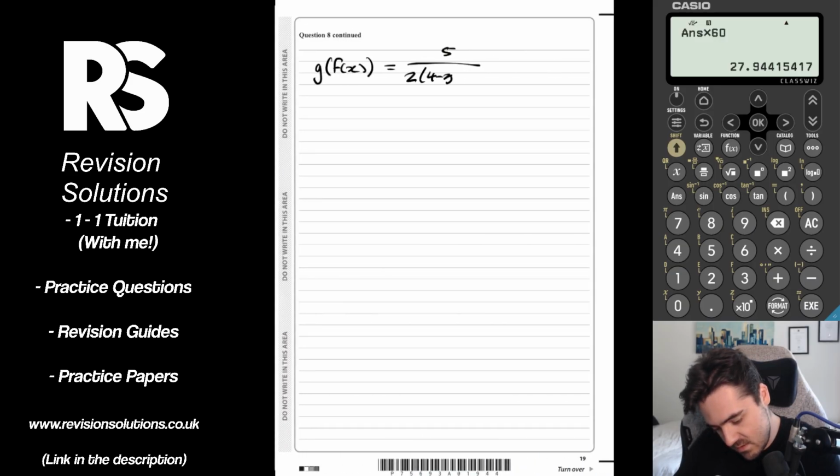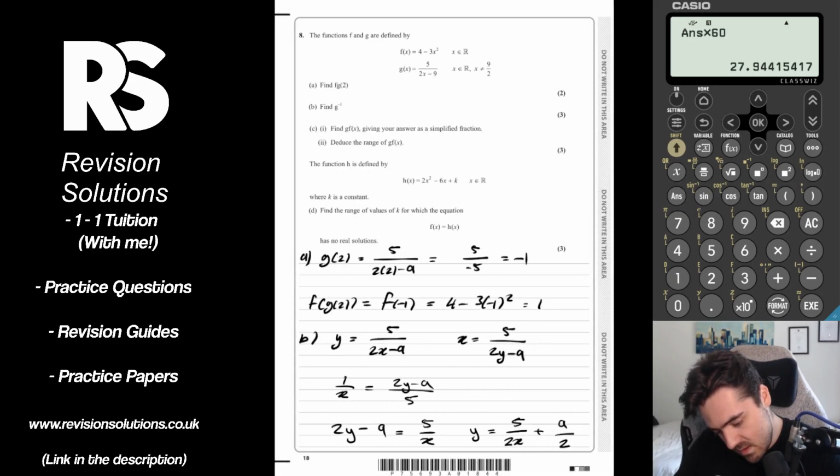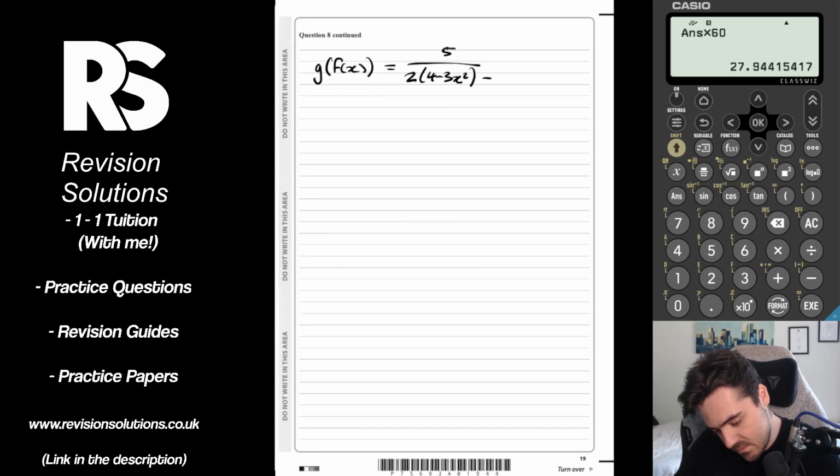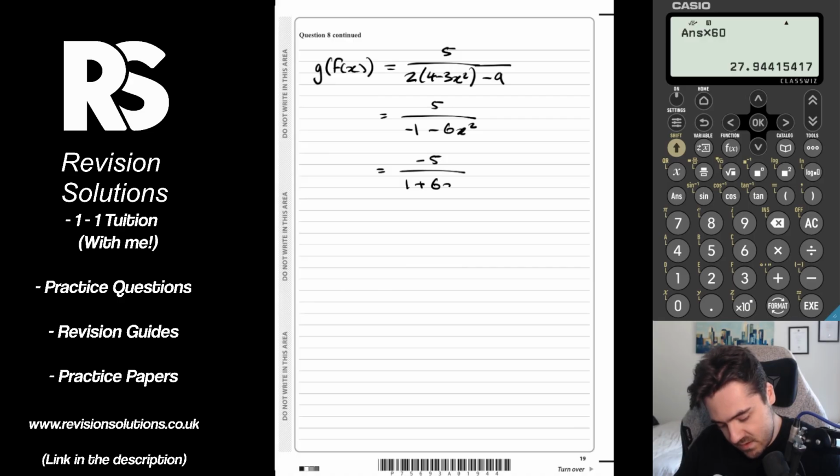4 minus 3x squared, minus 9. Then we'd have 5 over, well, we've got 2 times 4 is 8, minus 9 is minus 1. We'd have minus 1, and then we'd have 2 times minus 3 is minus 6, lots of x squared. I don't like seeing the minus sign on the bottom, so personally I'm going to multiply the top and bottom by minus 1. That would leave us with minus 5 over 1 plus 6x squared is how I'd leave that.